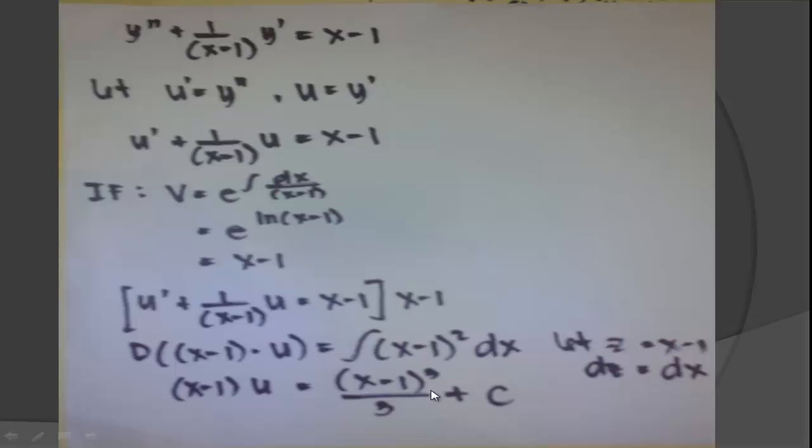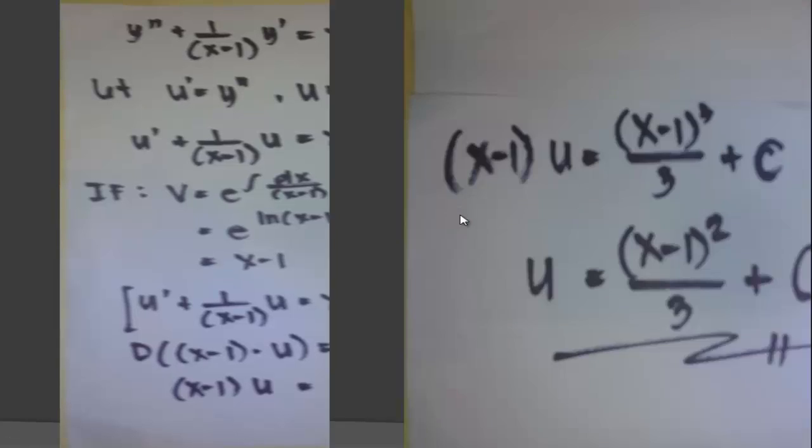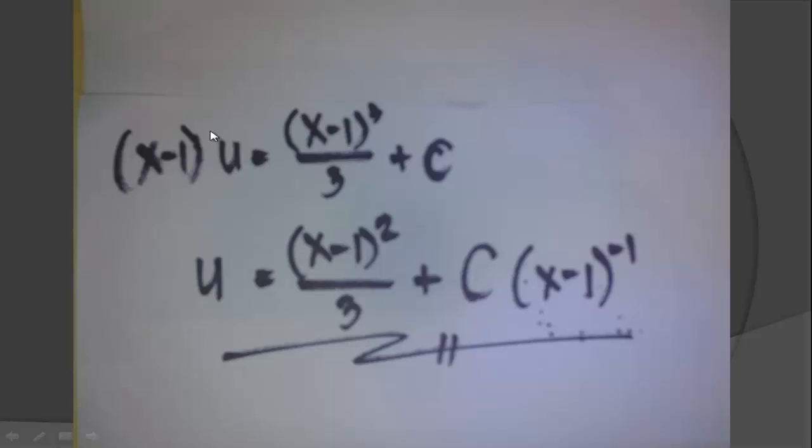is equal to the integral of your x minus 1 squared. Look at this. Yes. You have your resulting x minus 1 u is equal to x minus 1 cubed over 3 plus c. And don't ever forget the c. You have now your equation x minus 1 u is equal to x minus 1 cubed over 3 plus c.